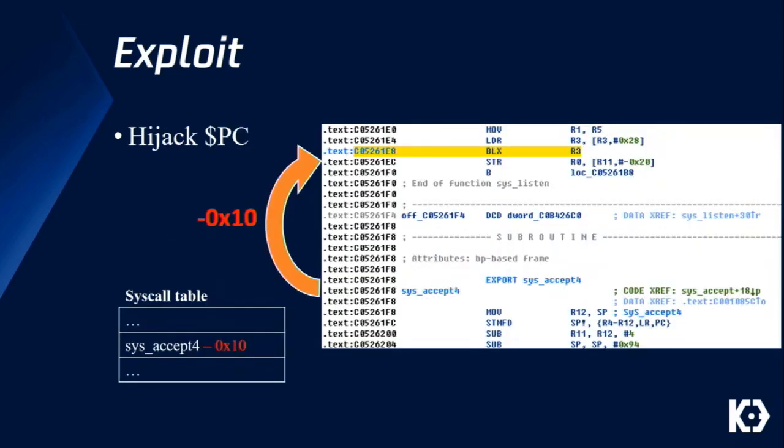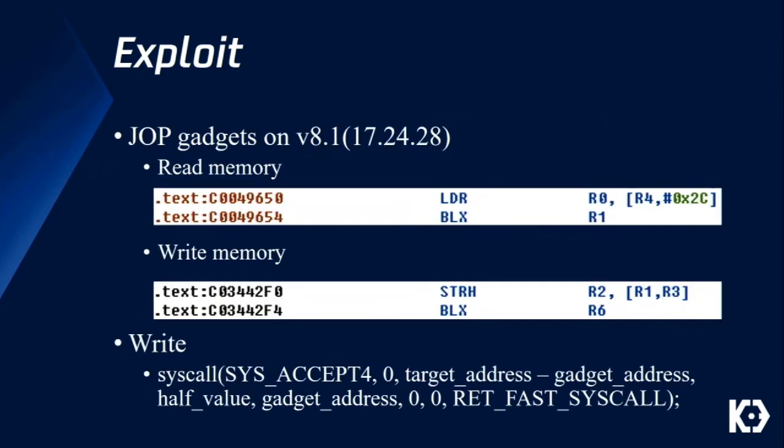So we decrease the address of accept for in the syscall table, then to an instruction BLX R3. So we can hijack the PC to any address by setting the false argument of accept for. We hijack the PC to ROP gadgets to achieve arbitrary address read and write. What we need is just to set the proper arguments of accept for.